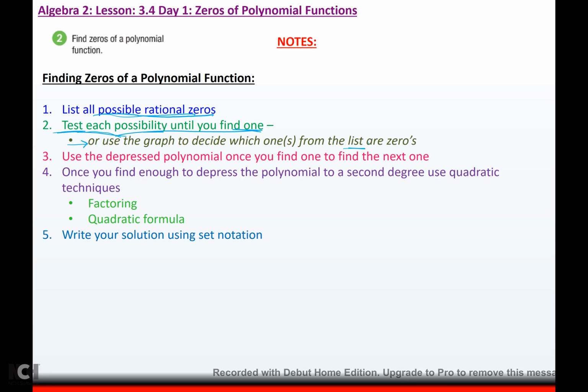It's just going to save us some time from doing a lot of testing of zeros to find out that they don't work. Once we find one, if we divide by it, that will depress our polynomial down. We keep doing that until we depress it to a second degree, and then we can use our quadratic techniques to find the remaining zeros.